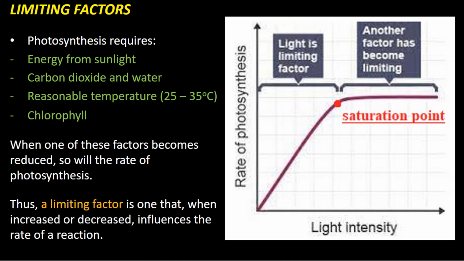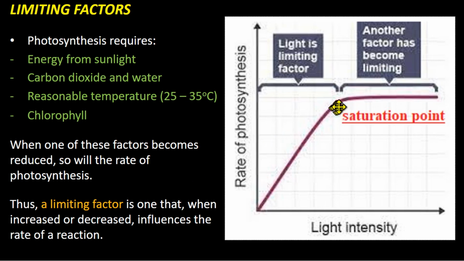So on the graph on the right, we could see the rate of photosynthesis on the y-axis and the light intensity on the x-axis. Basically, where the line is going up before it plateaus, this is where light is a limiting factor. Basically, it means that if you were to drop the light intensity at any point, the rate of photosynthesis would decrease. This means that light is actually limiting the rate of photosynthesis at this point. So a limiting factor is one that when increased or decreased influences the rate of a reaction.